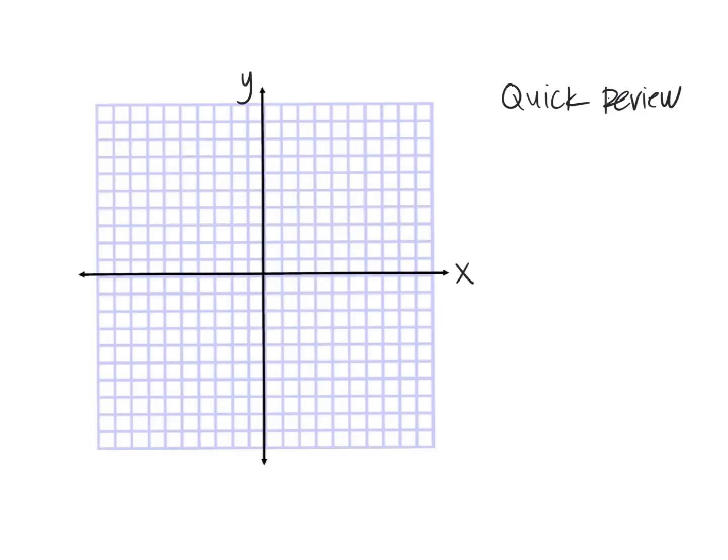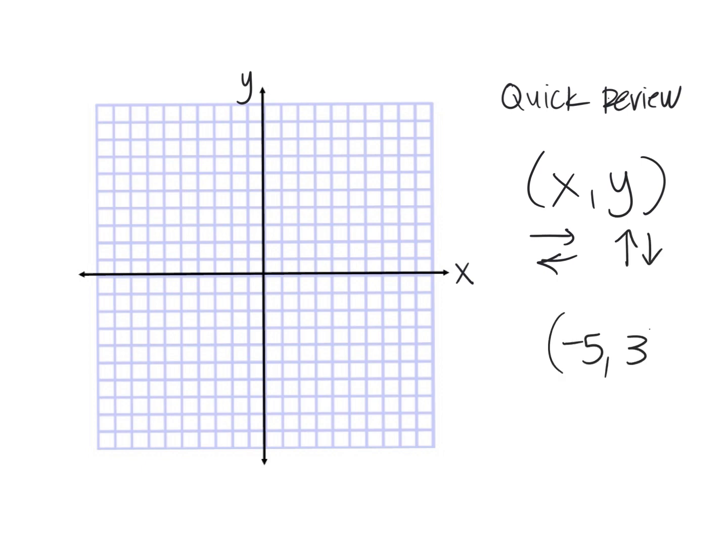All right, quick little refresher before we get going on graphing points. Remember, coordinates are x comma y. The x tells you to go left or right. The y coordinate tells you up or down. So if I said -5 comma 3, I'd go left 5, up 3.